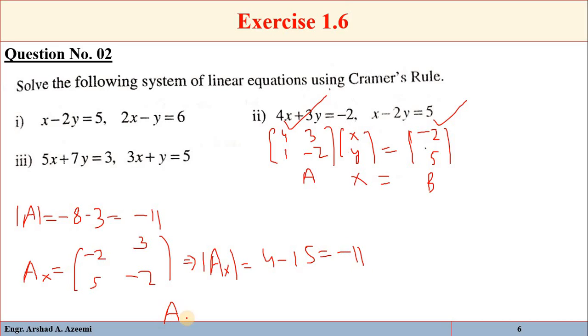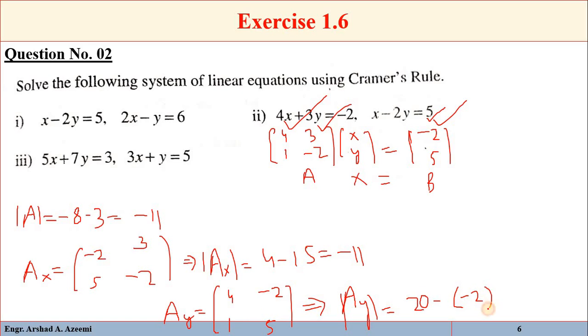Now take the AY matrix. It is equal to, replace the second column by matrix B, so it is 4, 1, minus 2 and 5. Now find out the determinant of AY matrix. That will be equal to 4 5s are 20, minus 2 multiplied by 1, that is minus 2, and it is equal to 22.